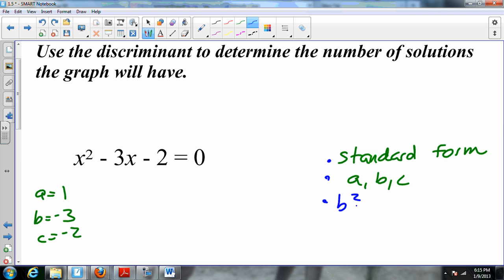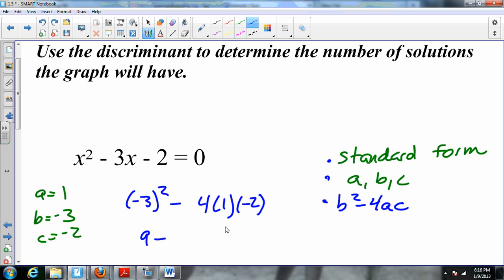B squared minus 4ac becomes negative 3 squared minus 4 times 1 times negative 2. Negative 3 squared is 9, minus 4 times 1 is 4, times negative 2 is negative 8. Minus a negative is plus, positive, and it goes to 17.